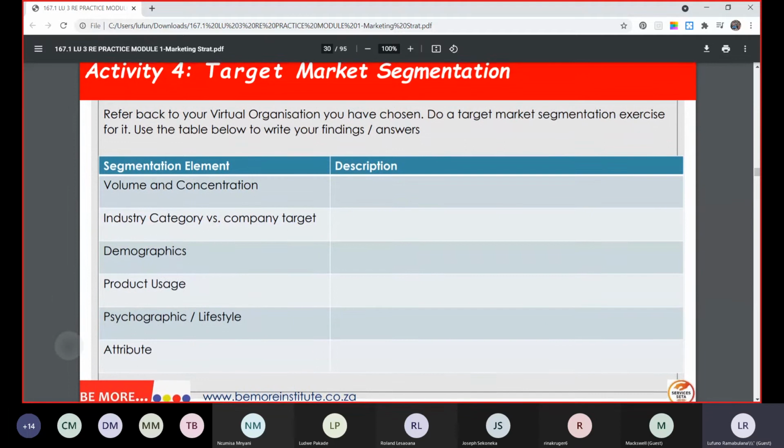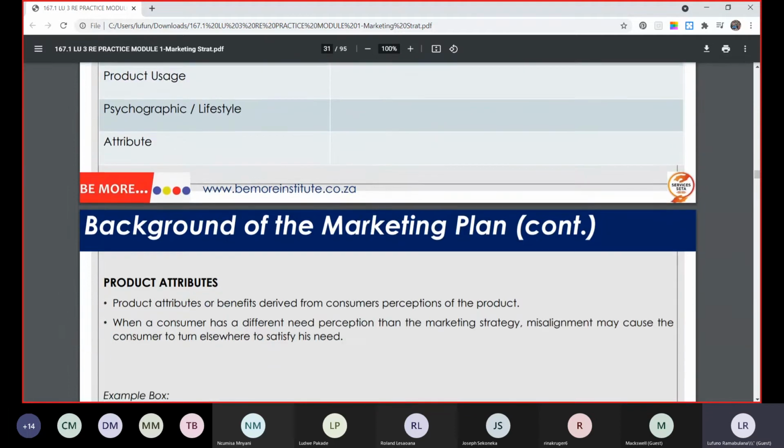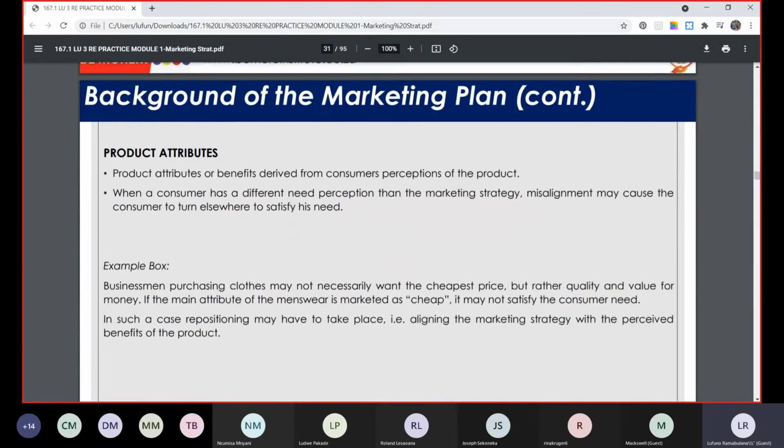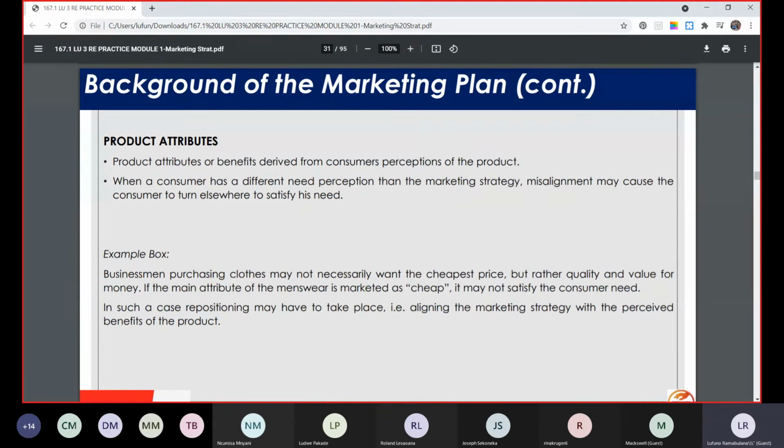Okay, so I will jump. These are the activities that you can go through. Now let's look at the product attribute. Product attribute or benefits derived from consumer perceptions of that particular product. When a consumer has a different need perception than the marketing strategy, misalignment may cause the consumer to turn elsewhere to satisfy their need.